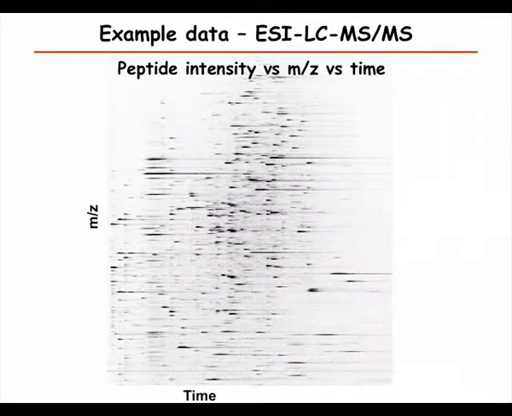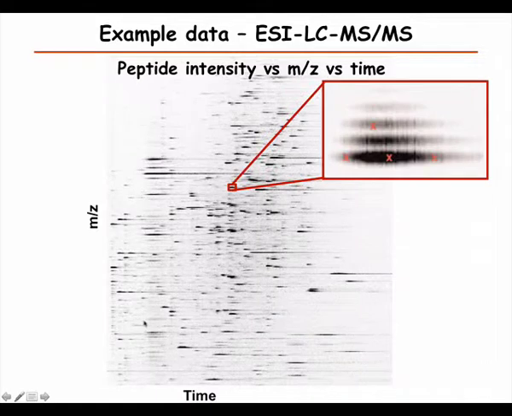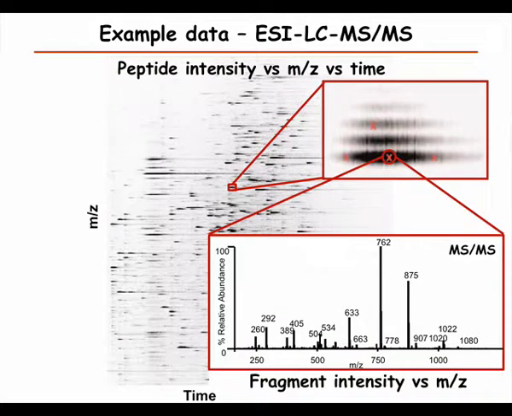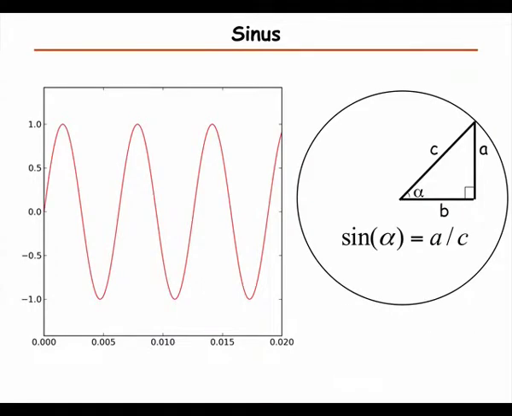And if you look at LC-MS/MS data, then we also have the time dimension, and at each time we have a mass spectrum. We also continuously fragment peptides during the data acquisition, so we have another dimension, which is the fragment mass dimension. So these are the sort of data that we're going to think about. But first, before that, we're going to start looking at simpler signals.